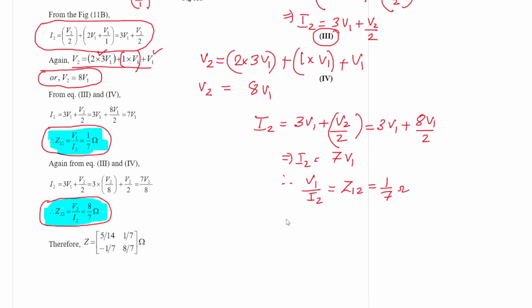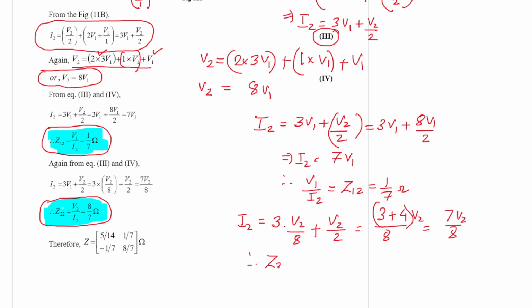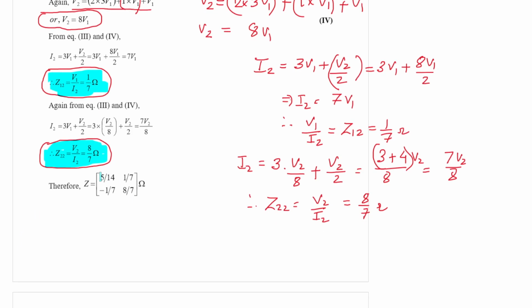Similarly, if you substitute for I2, with V1 equal to V2 by 8, I2 is V2 by 8 plus V2 by 2. If you solve, it will be 3 plus 4 V2, so it will be 7 V2 by 8. So Z22, which is V2 by I2, is equal to 8 by 7 ohm. In this way we solve. Ultimately this is the final answer for the Z parameters. As can be seen, it is neither reciprocal nor symmetrical.